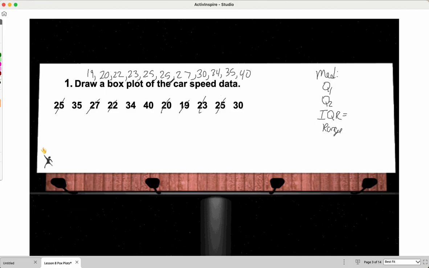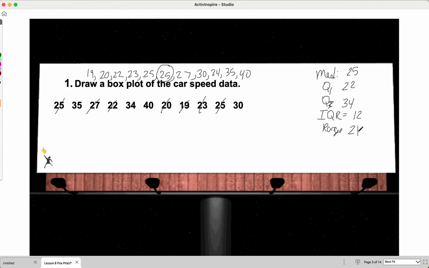So I have 11 pieces of data. That makes my center point 25. So here's my median. I've got 5 on either side. So my Q1 is 22. My Q3 is 34. Sorry, I made that a 2. Q3 is 34. My IQR would then be 12, and my range would be 21.